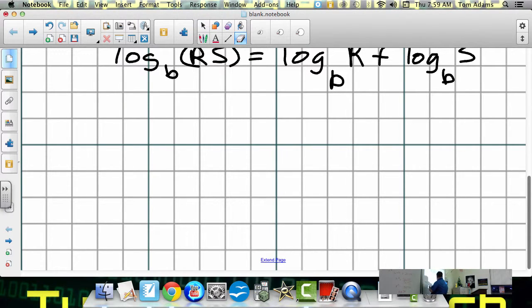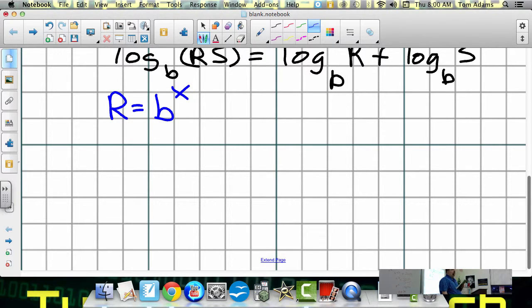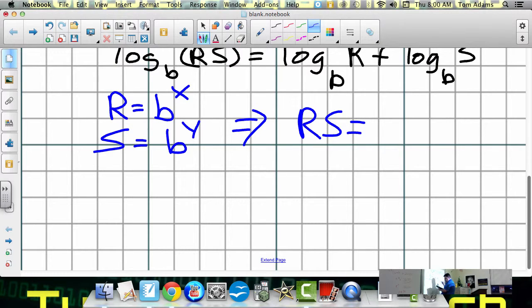So if I use that property, then technically R is equal to B to some variable, and I'll just call that variable X for now. We don't know what it equals, so we'll just call it X for now. And then S is equal to that same base raised to a different power, possibly Y. So now what that means is that R times S is equal to B to the X times B to the Y.